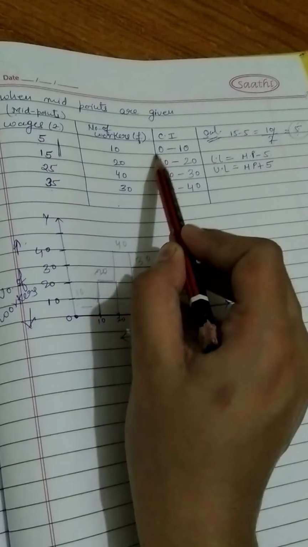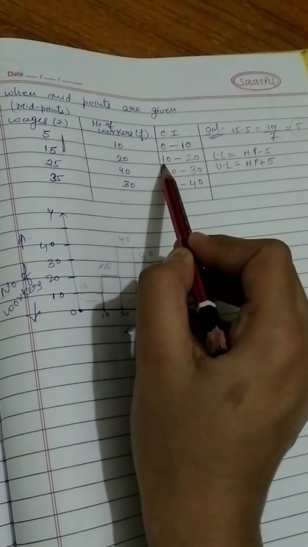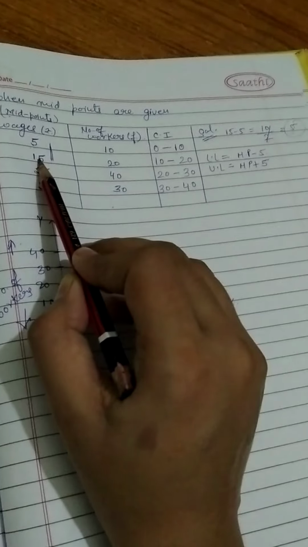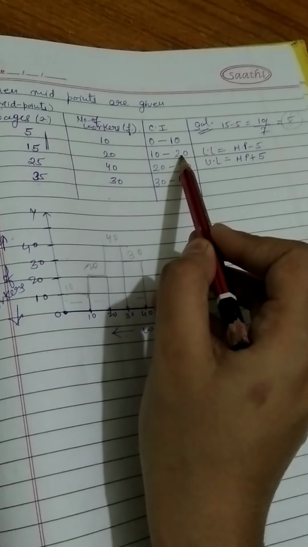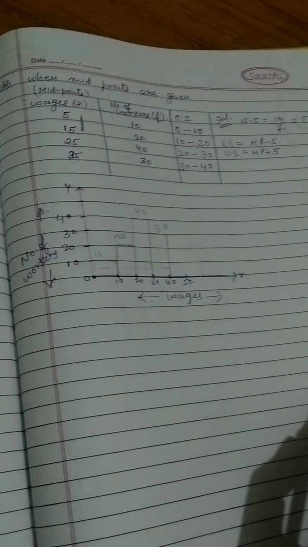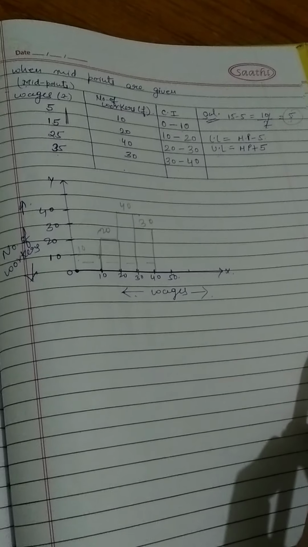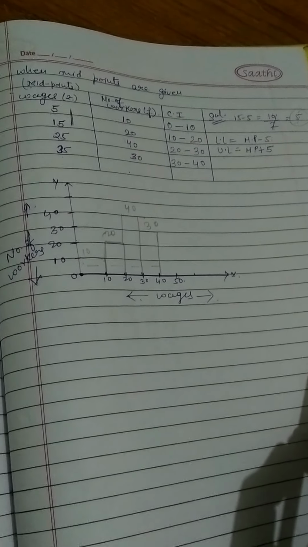5 minus 5 is 0, 5 plus 5 is 10, the upper limit. Then 15 minus 5, lower limit 10, 15 plus 5, that is 20. So like this you will find the class interval. This is the case when midpoints are given. I hope it is clear to everyone, and you have to plot this graph on your graph paper also.